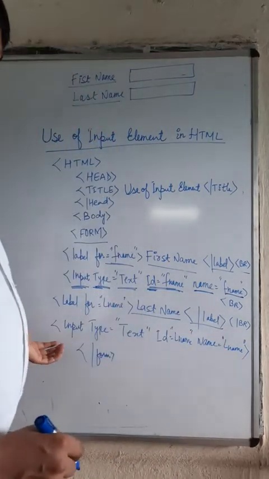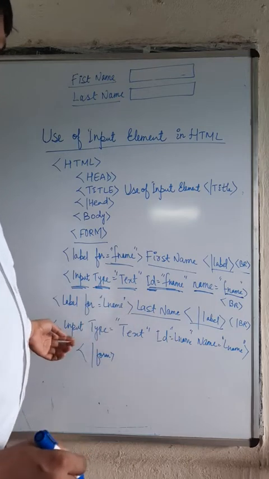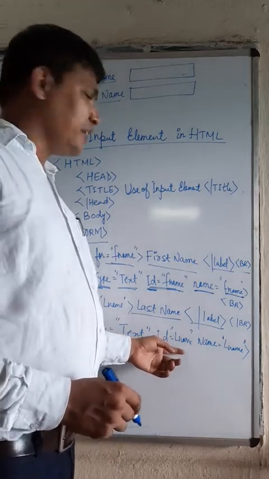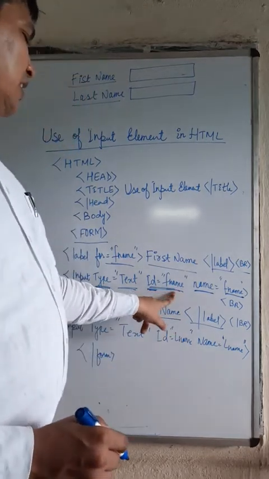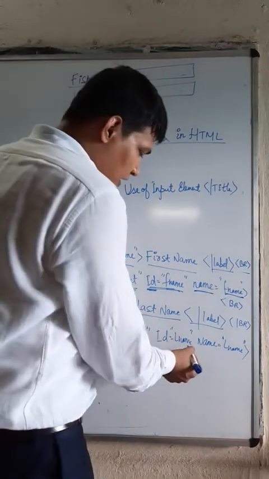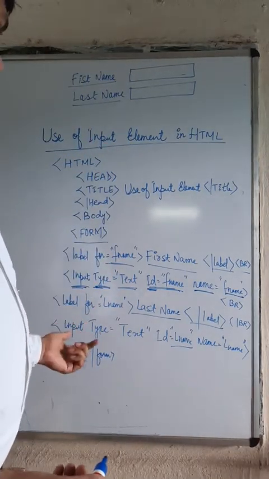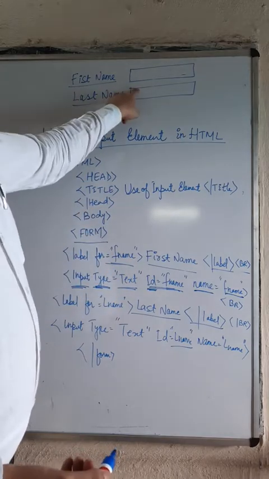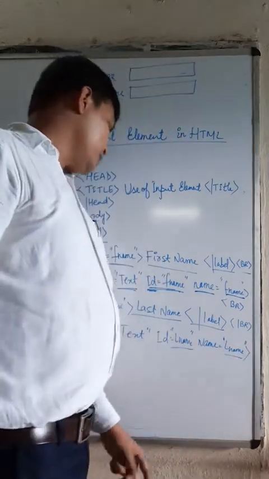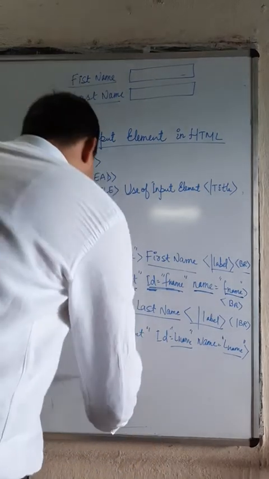Afterwards, I'm opening a new text box. In the same way, input type equal to text, and ID equal to a unique ID. The previous ID name was f name, and here I'm defining the last name, so the ID name is L name. After that, I define the name of this text box also, so the name of this text box is L name, in inverted commas. Afterward, I have to close this form, and therefore body will be closed and HTML will be closed.